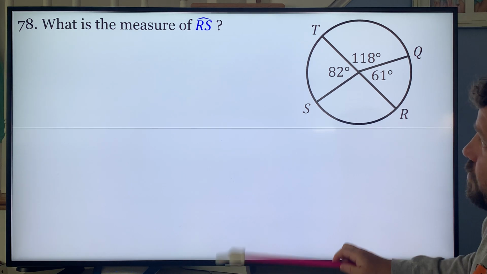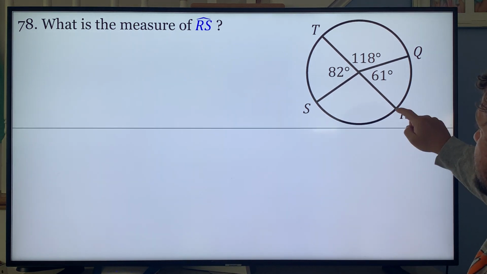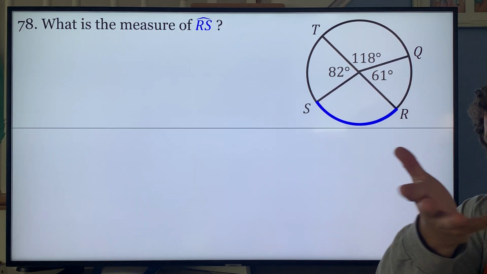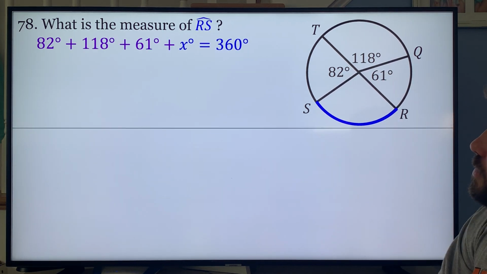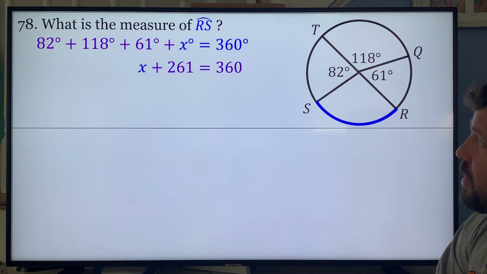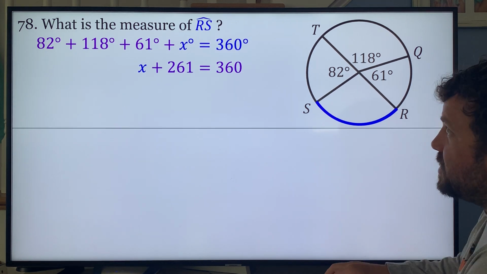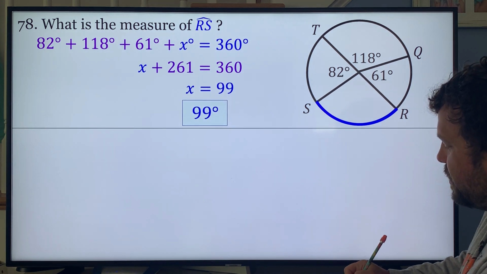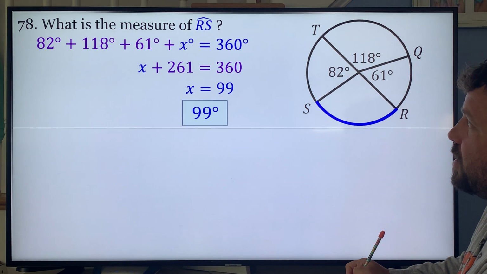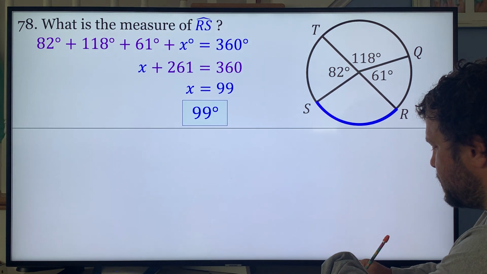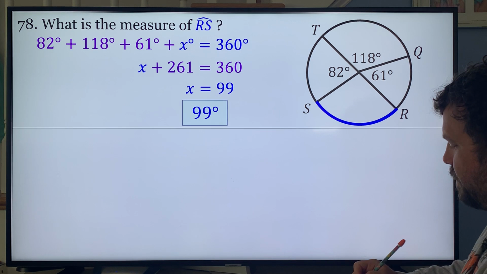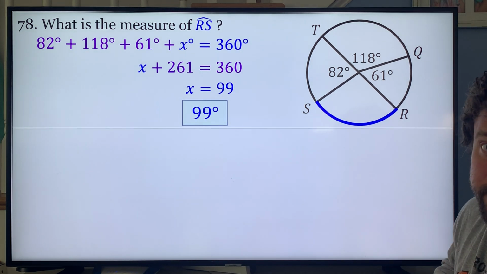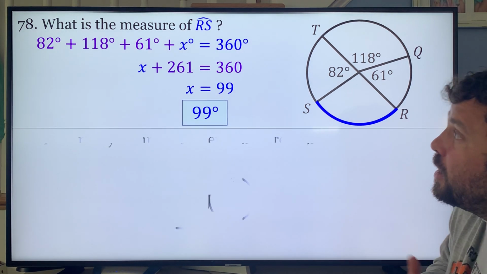All right, let's go 78. What is the measure of angle RS? RS is the angle down here. All four of these angles add up to 360. So x plus 261 equals 360. All right. Subtract 261. Get 99, which is 99 degrees. Right? Any questions? If there are, email me. All right, 79.